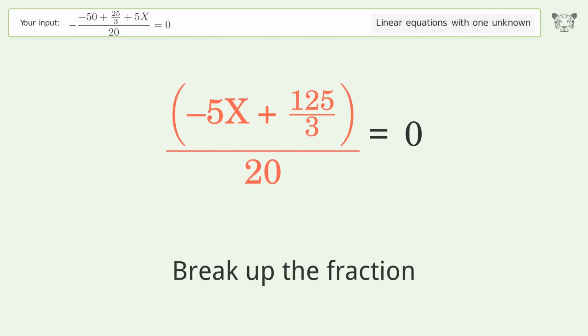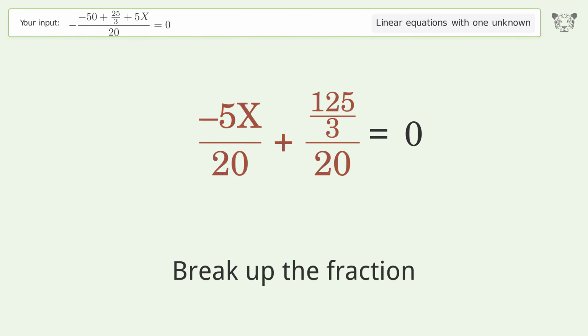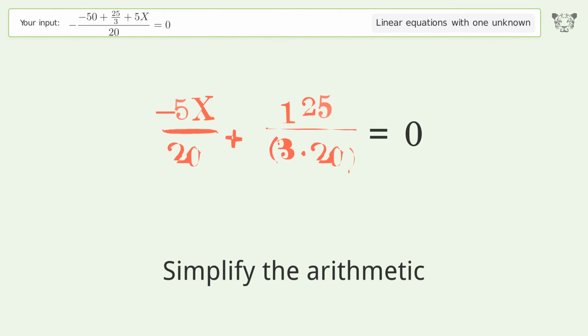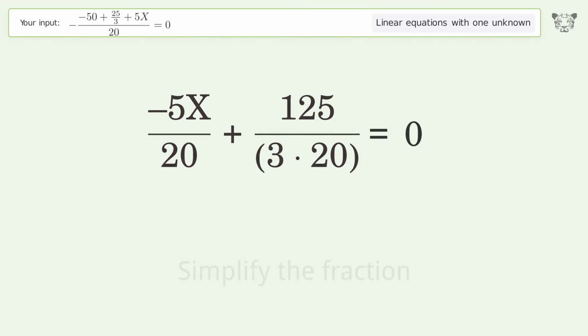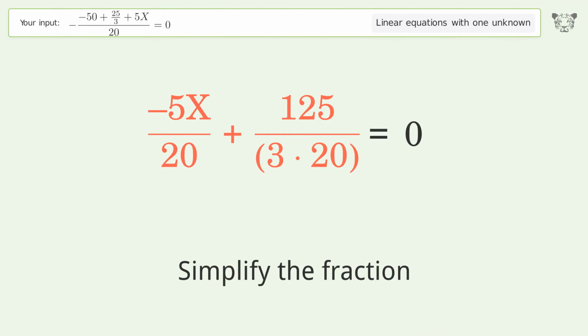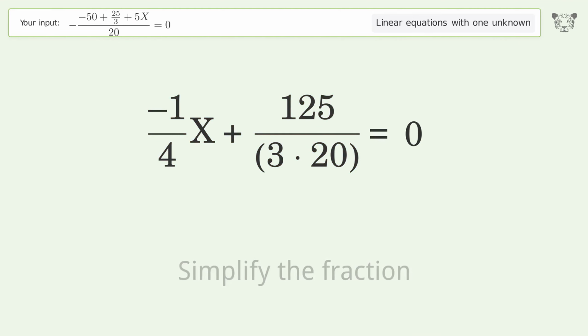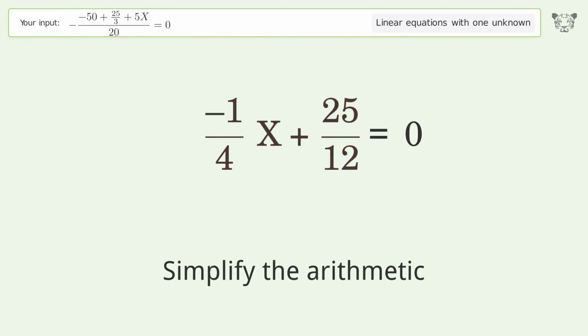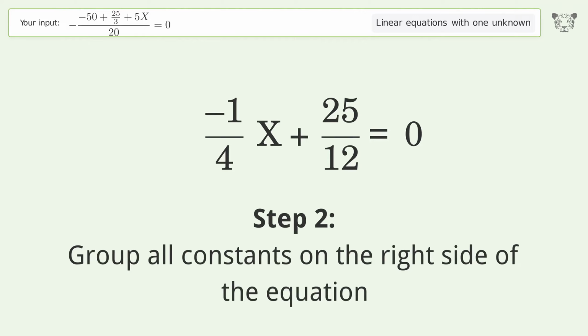Break up the fraction. Simplify the arithmetic. Simplify the fraction. Simplify the arithmetic. Group all constants on the right side of the equation.